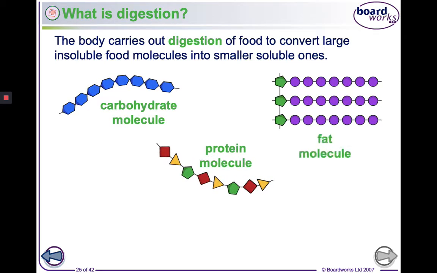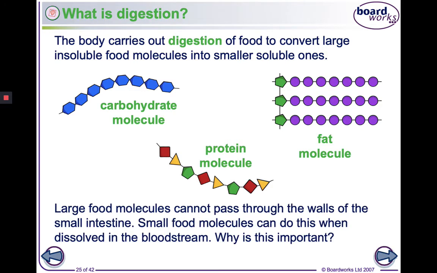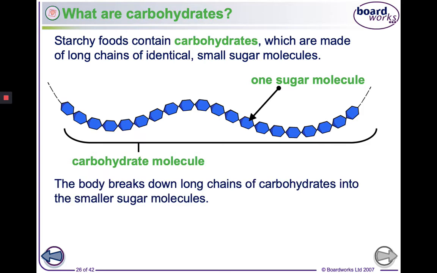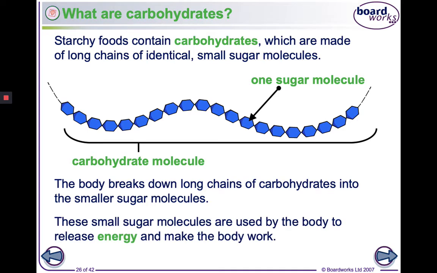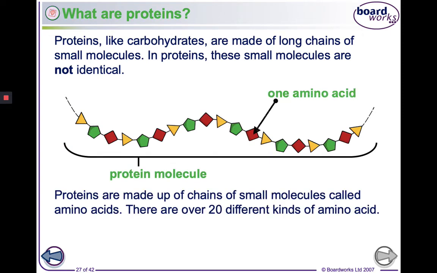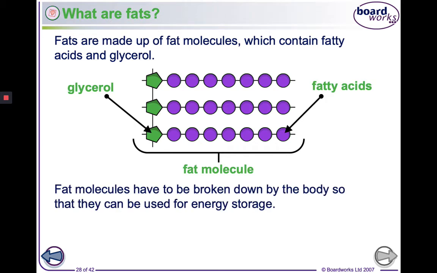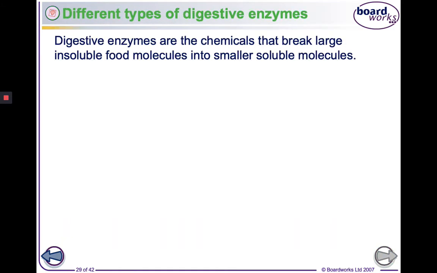Here the body carries out digestion, so we have carbohydrate, protein, and fat molecules to be broken down. Those are the large food molecules. How are they going to be broken down? Starchy food contains carbohydrates, which are made of long chains, and the body breaks down long chains of carbohydrates into smaller sugars to get energy. What about protein molecules? And then there are fat molecules, which are made of glycerol and fatty acids. The carbohydrate, protein, and fat molecules need to be broken down to be absorbed by the body.